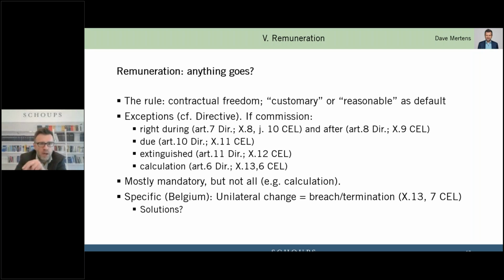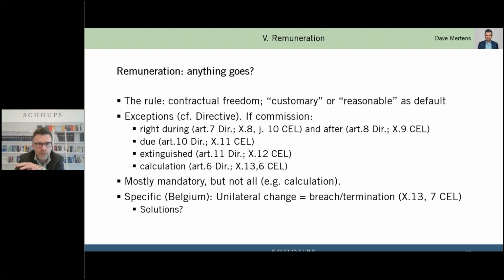The agent will have a mandatory right to commissions. What commissions? The ones you agreed upon. For contracts concluded during the agreement, and in some cases after the end of the agreement, that's mandatory. When such commissions are due is to an extent mandatory. To what extent you can include in your contract that the right to commissions is extinguished, in which cases that is possible, that's mandatory. And how it's calculated, that's an exception, not completely mandatory. But all of that is in the directive and hence in the transposition legislation.